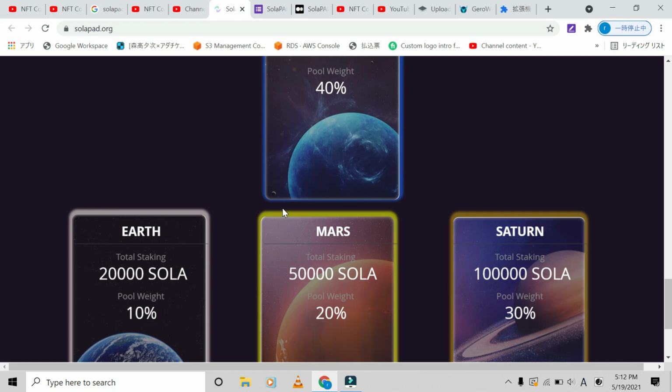If you're looking to invest early into the ecosystem, if you're looking to invest early into these projects that are going to be built on Solana, Solpad could be a good solution for you.